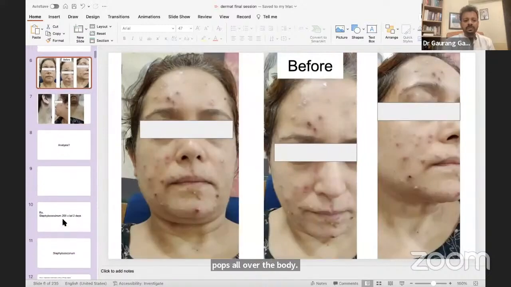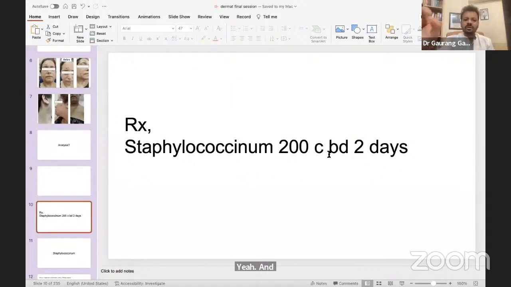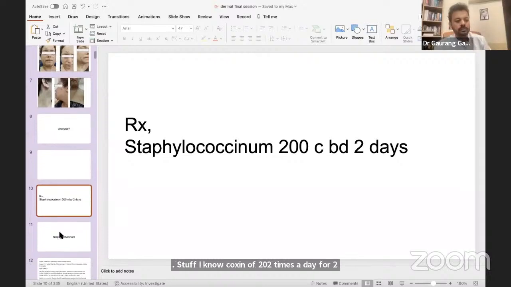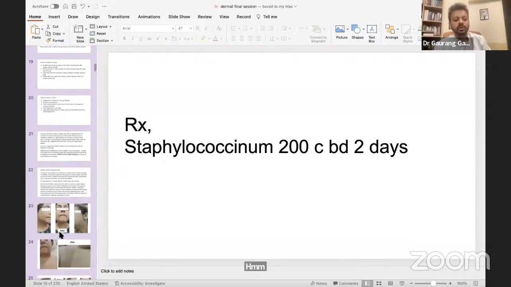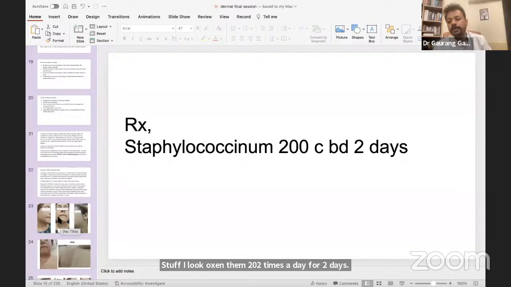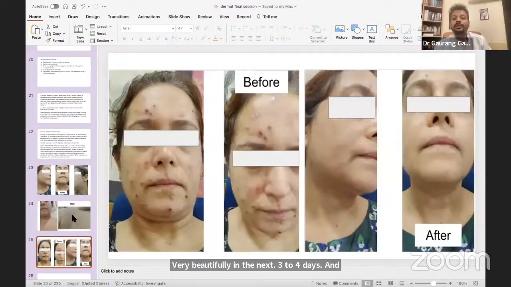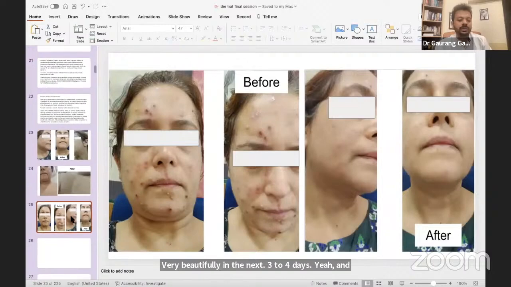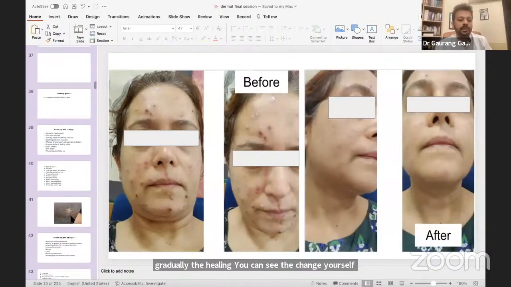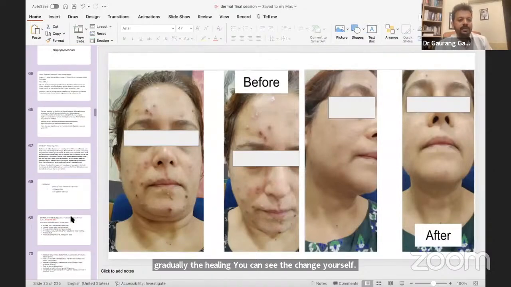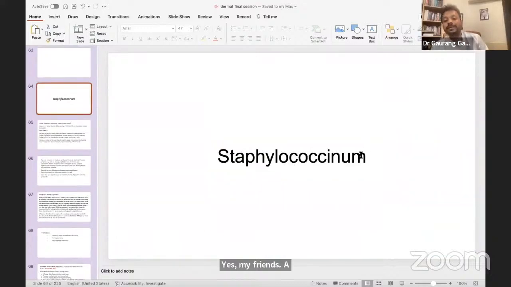And what did I do? Nothing. Staphylococcinum 200, 2 times a day for 2 days. That's all. Very beautifully, in the next 3 to 4 days, gradually the healing happened. You can see the change yourself. Yes, my friends, welcome to the world of Staphylococcinum.